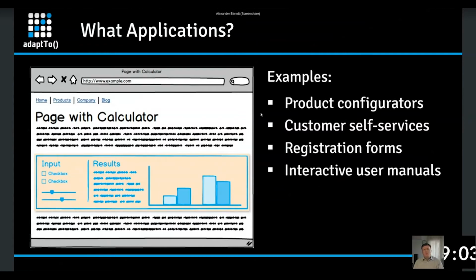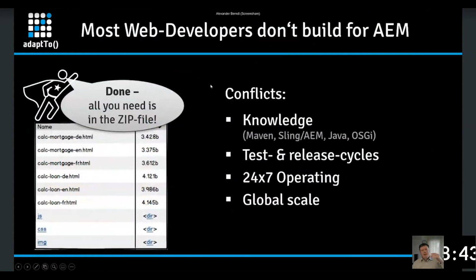That actually came from about 10 years ago, where my first one was. We had an interactive user manual where you could try out a product, push some buttons, and see how it works. You could play around a little bit online already. And there the original problem comes from. So why are we doing a framework for this? Because these developers are not AEM developers.